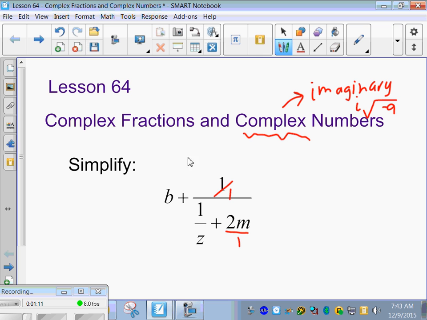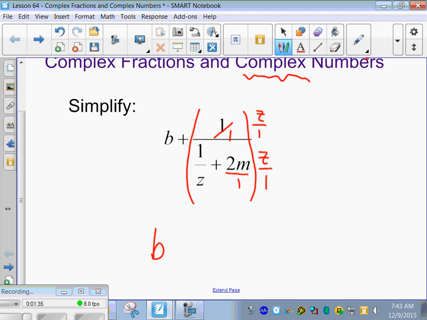So now I'm going to look at all three of these denominators. I have a 1, a 1, and a z. So what is the common denominator of those three? It is z. So we're going to multiply the top by z over 1 and the bottom by z over 1. And this is allowed because I'm really just multiplying by 1, right? So this is allowed. All right, so now I have b plus.